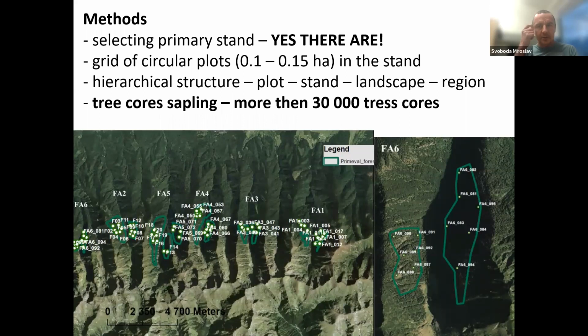We were trying from the beginning to have some kind of representative landscape-level picture. Of course, we still work with a fragmented landscape, but we were trying to have this hierarchical structure of plot, stand, landscape, region, whenever it was possible with random selection in the field, so that we really have a representative picture of the landscape-level processes.